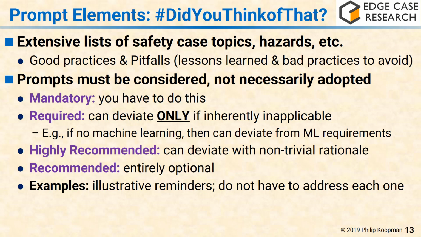The mandatory prompts primarily deal with elements of the safety case where it's impossible to believe that a good safety case would be missing this. For example, you have no hazards identified anywhere. Well, identifying hazards is mandatory. You have to do it. How you do it, that's a different question, but you just have to have a list of your hazards. Or the safety case has to be traceable from the evidence up to the goals. Those sorts of things are mandatory.